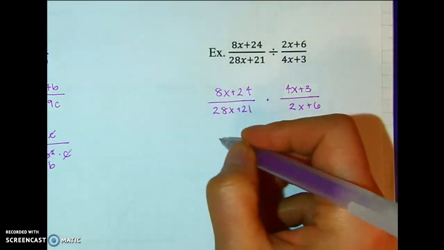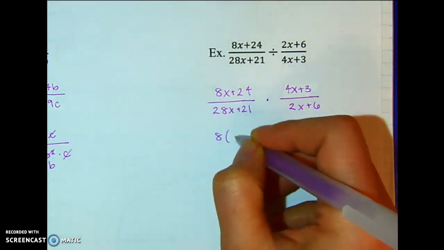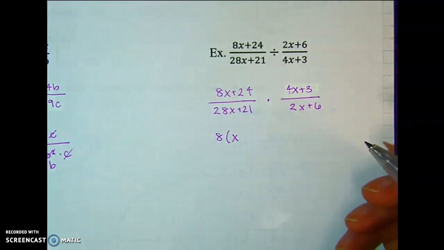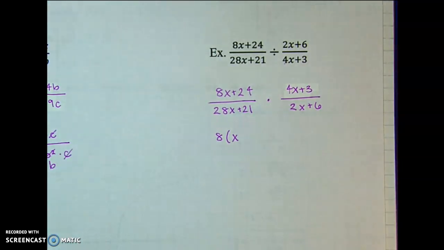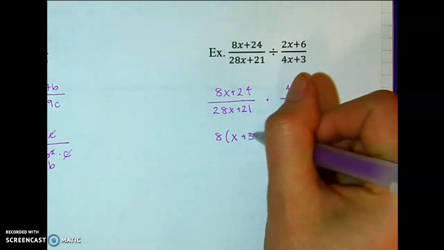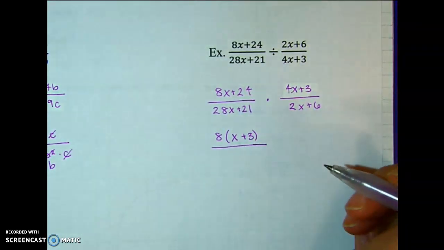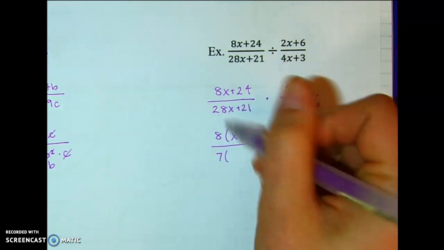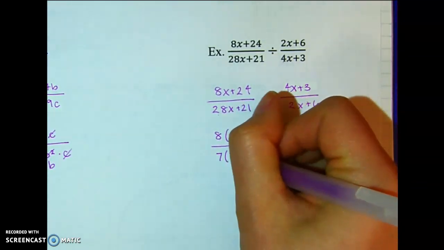So greatest common factor here is 8. Oh my gosh, brain fart. If I have 24 divided by 8, I'm so tired right now. That's 3, right? Yeah, that's 3. Okay, these two are divisible by 7, and 28 divided by 7 is 4.